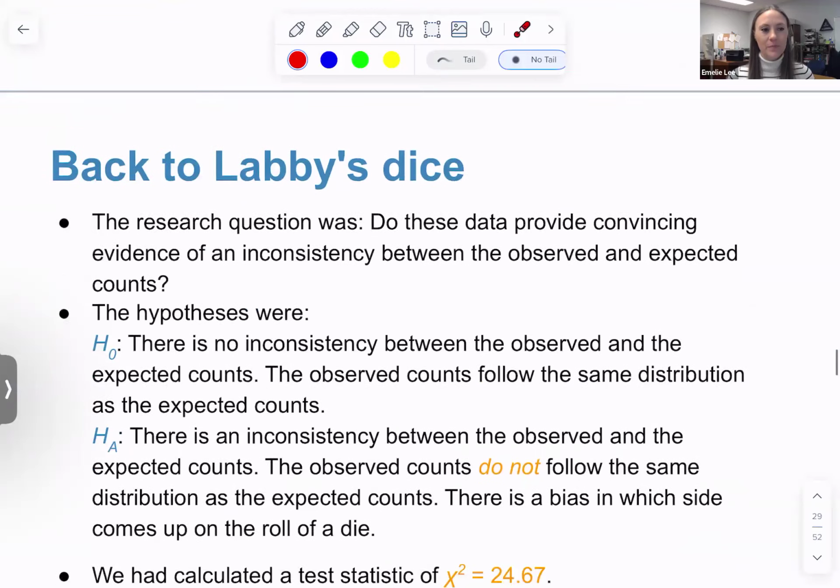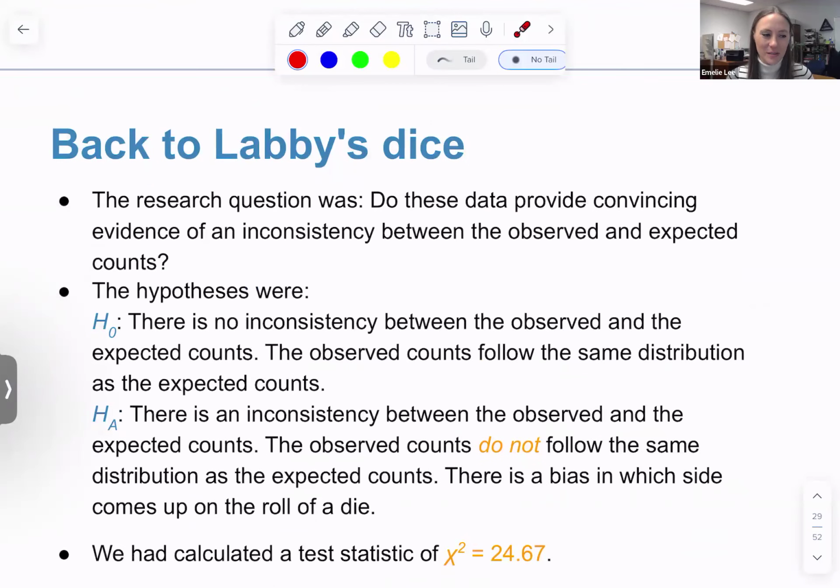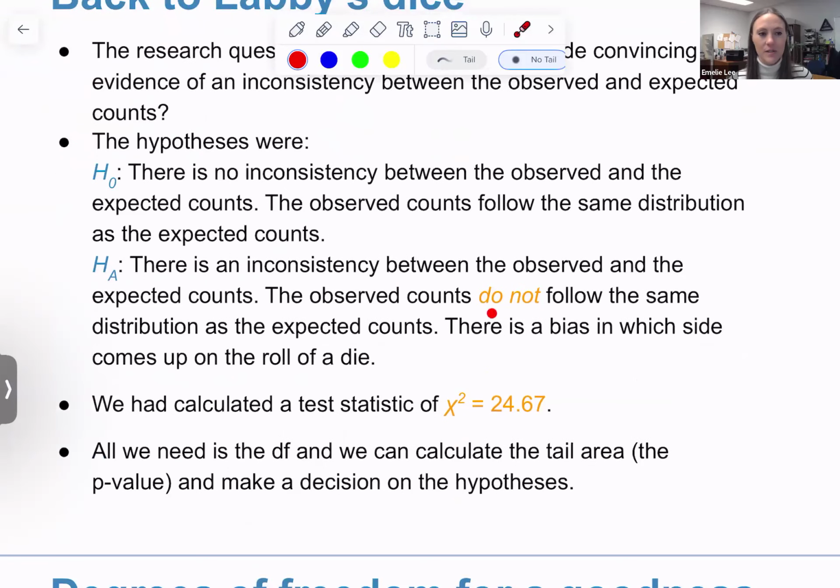Okay, so back to our example here. Do these data provide convincing evidence of an inconsistency between the observed and the expected counts? And so here, our null hypothesis has to be that there isn't until we have proof otherwise. And so there's no inconsistency between the observed and the expected counts, which means that the observed counts follow the same distribution as the expected counts. And the alternative is the flip side of that, that they don't follow the same distribution.